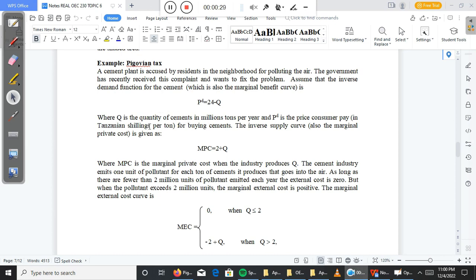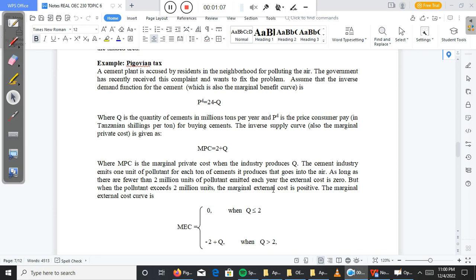Assume that the inverse demand function for the cement, which is also the marginal benefit curve, is given by P_D equals 24 minus Q. So P_D represents what is known as the inverse demand function of the cement, which is called the marginal benefit curve, whereby Q is the quantity of cement in millions of tons per year, and P_D is the price consumers pay in Tanzanian shillings per ton for buying cement. The inverse supply curve, also called the marginal private cost, is given as MPC equals 2 plus Q.